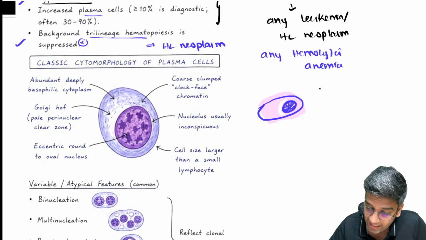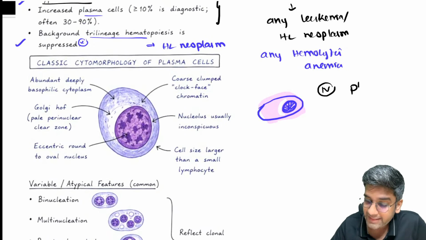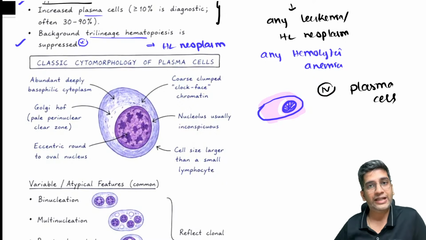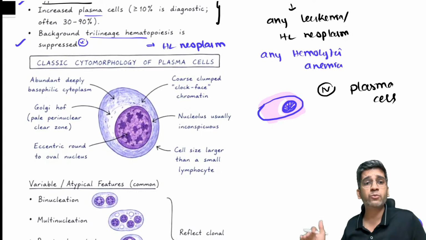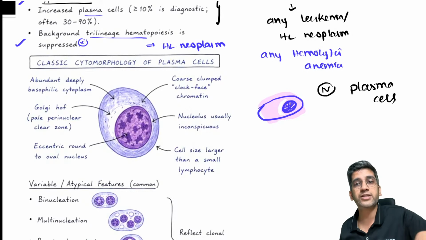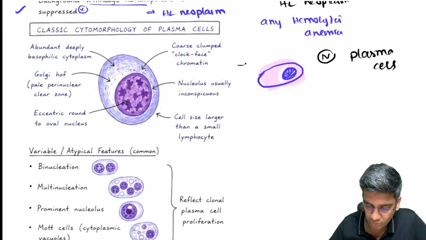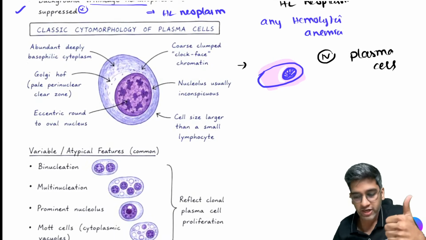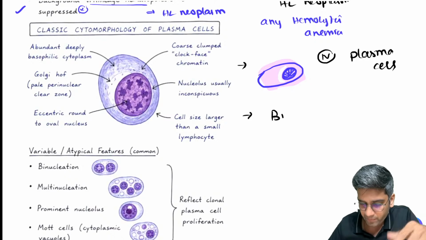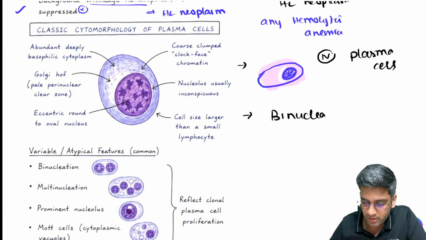So I can even have normal plasma cells. It doesn't matter for me. If I see normal plasma cells of 12, 13, 14%, still I'm going to suspect myeloma. It's not always the Mott cell. It's not always the Dutcher body. Even normal is okay for me, right? I can have normal. I can have binucleate. I can have trinucleate, right? 2 nucleus, 3 nucleus. All these are abnormal.